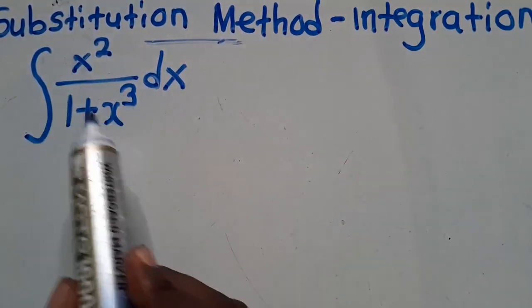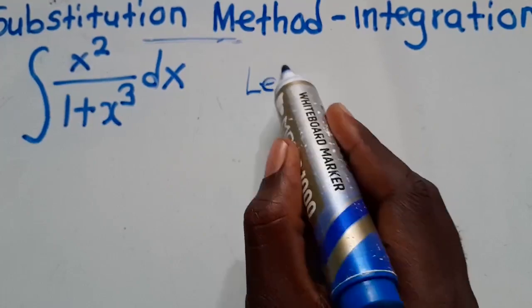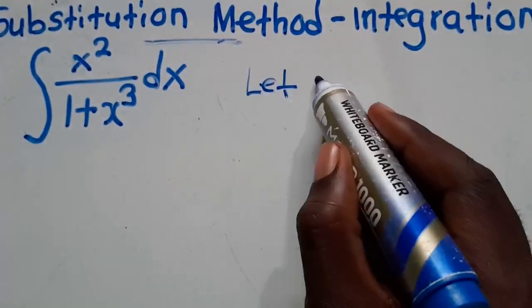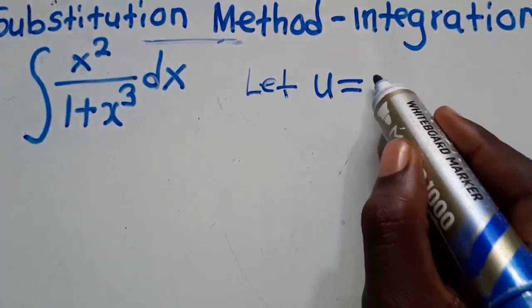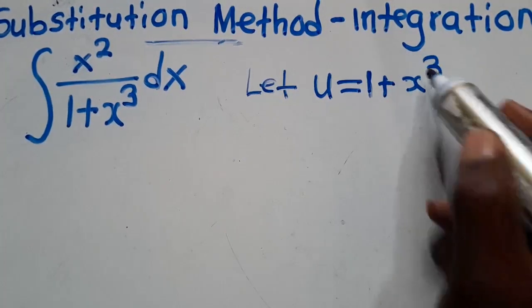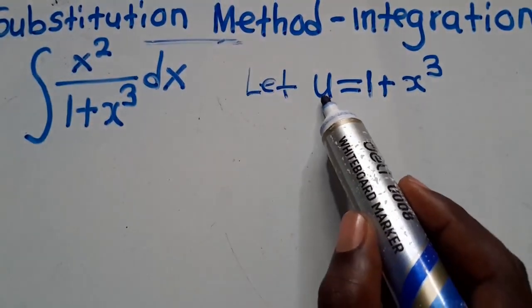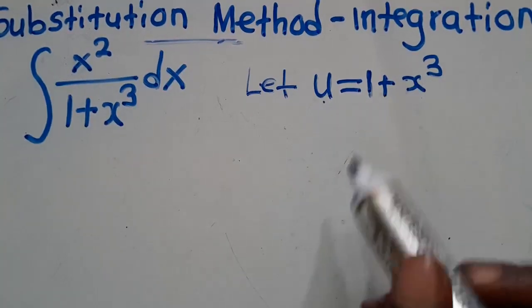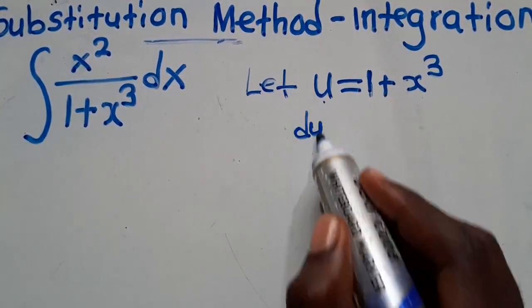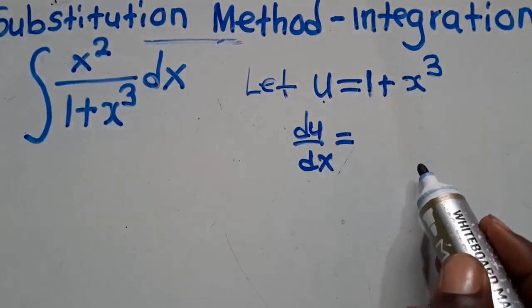This is the first thing you need to do. Let u represent 1 plus x cubed. This is what you're going to do. After you do this, you differentiate. You are differentiating u with respect to x. So this is the same as du/dx, which is equal to, this is what you're doing.